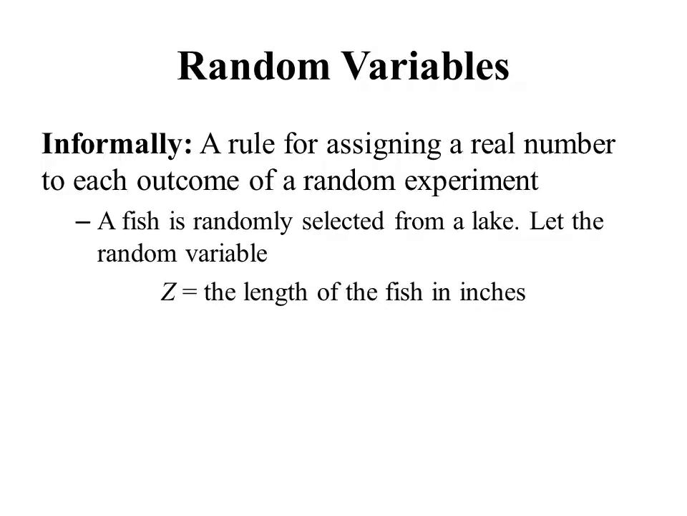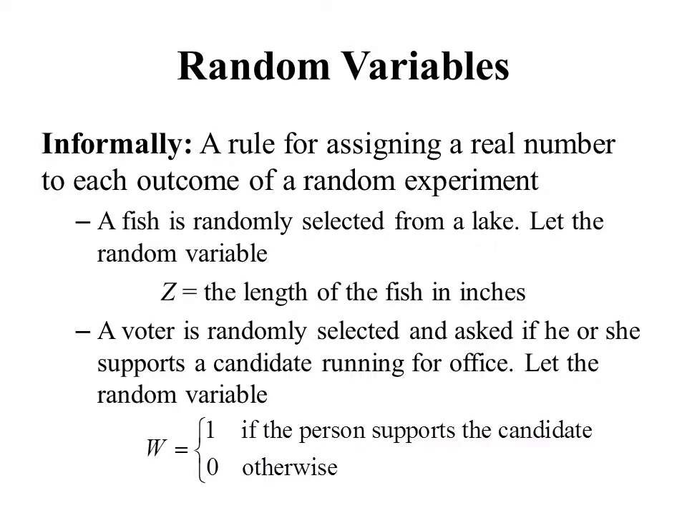So a couple of examples. Suppose we randomly select a fish from a lake. Let the random variable z denote the length of the fish in inches. Okay, so here, an outcome to this experiment is a fish. The random variable is the length of the fish. That's a real number.